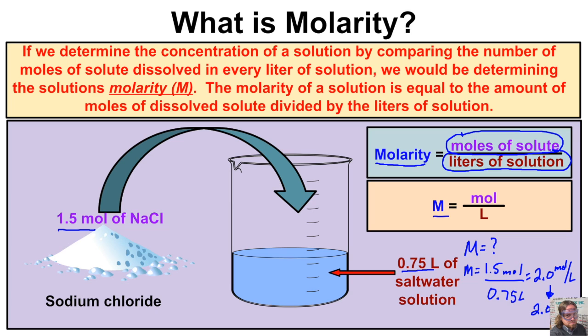And anytime we have this unit right here, moles per liter, we can simply change this to 2.0 capital M. And so, how do we read this right here? Well, we would say we have a 2 molar solution of salt water, or of sodium chloride. So we're going to go ahead and pronounce this with the word molar. We have a 2.0 molar solution of salt water.